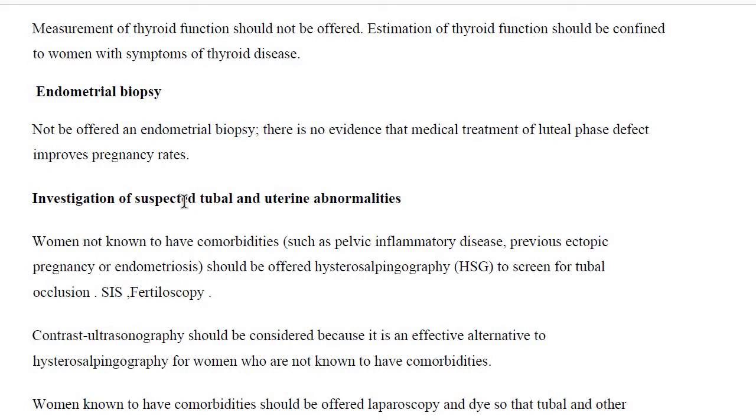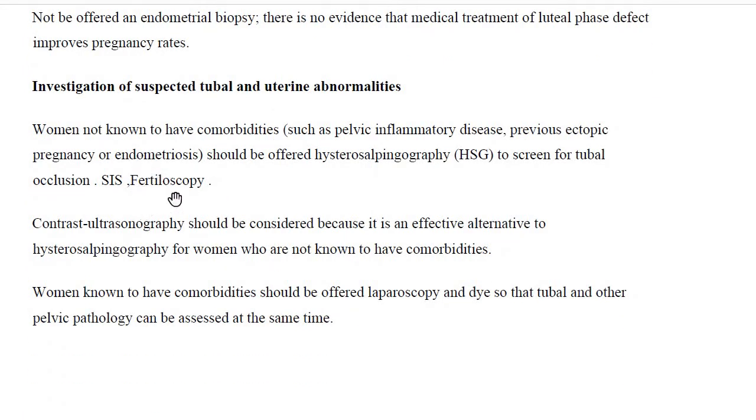Then investigations of suspected tubal and uterine abnormalities. Women who are not known to have comorbidities such as PID, previous ectopic pregnancy, or endometriosis should be offered hysterosalpingography to screen for tubal occlusion. We can also offer saline infusion sonohysterography, or we can do fertiloscopy. Fertiloscopy involves looking at the uterus, the tubes, and the posterior pelvic peritoneal cavity also. Why? Because we want to see that the tubes are fine.